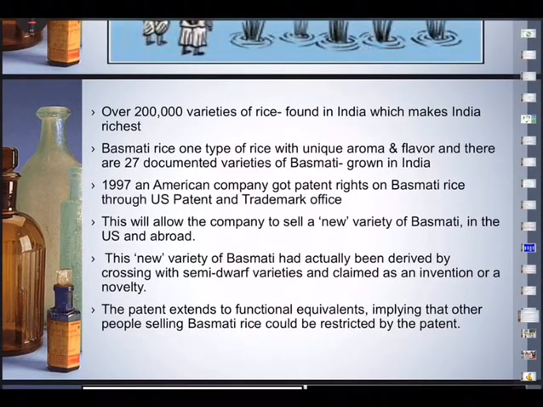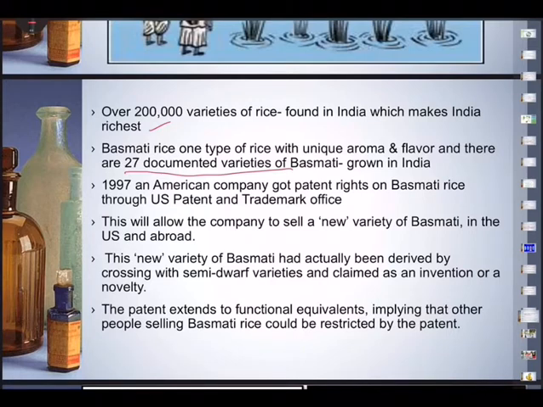This is called biopiracy. So that is what is happening. And as I said just now, the patent rights granted by USA cover the entire basmati rice germplasm indigenous to our own country. So there has to be some moral rights. As I said, over 2 lakh varieties of rice are found in India, which makes India rich. Basmati rice, one type of rice with unique aroma and flavor, and there are 27 documented varieties of basmati grown in India.